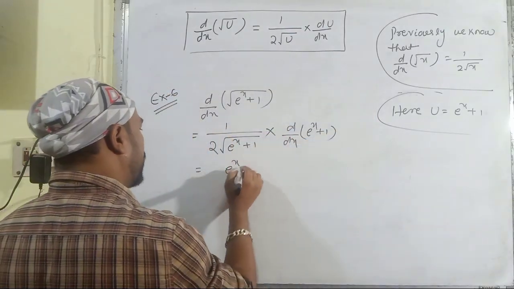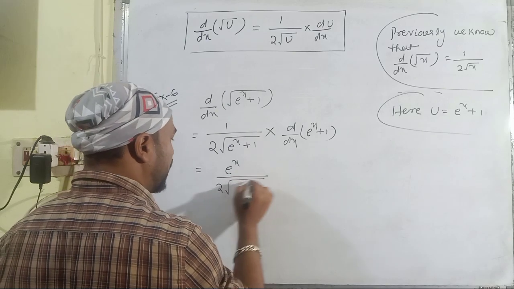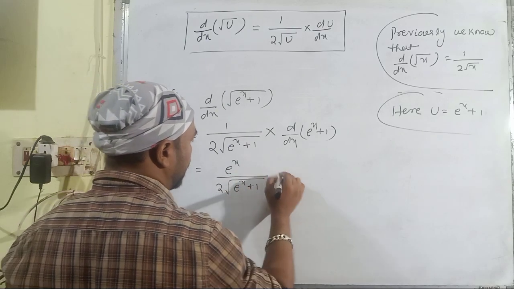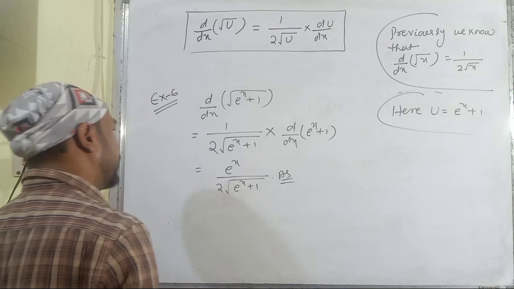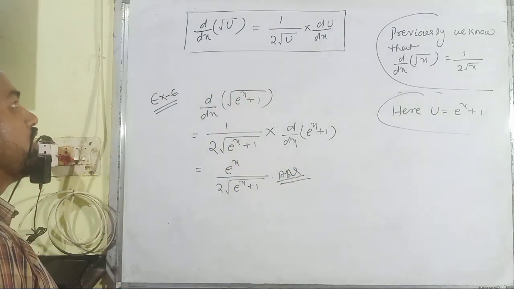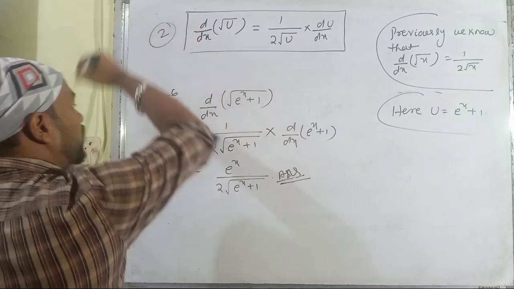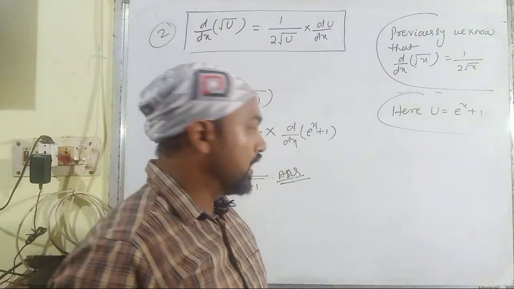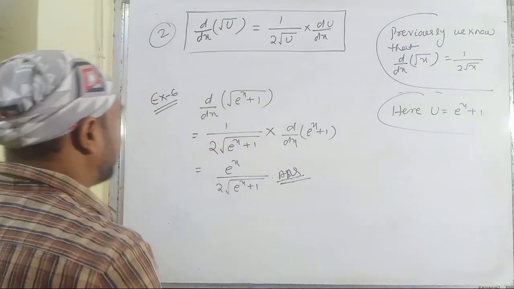So it will be e to the power x divided by 2 multiplied with the square root of e to the power x plus 1, which is the answer. So it is all about the second formula. Then moving to the next formula.